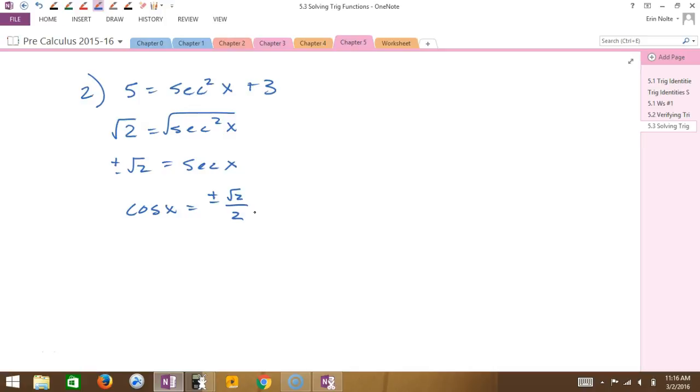Okay, so now on your unit circle, you're looking for where the x value is the square root of 2 over 2, and you need a positive one and a negative one. So you should get 2 answers. Pi over 4 and 7 pi over 4. Okay, and then we're going to say plus or minus n, what's my period? 2 pi.